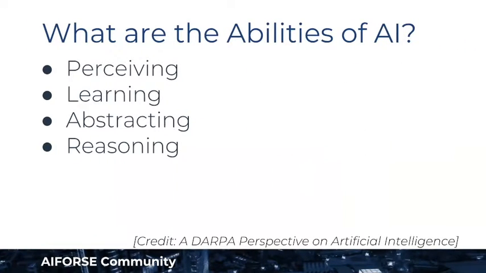Few words about the abilities of AI. According to DARPA, there are four parts: perceiving, learning, abstracting, and reasoning. You can think about the same abilities in a person, or a child who is growing and learning, right? Perceiving is the first, and they are kind of ordered in the way they are developed, the best developed nowadays. So perceiving by AI is the best developed nowadays.